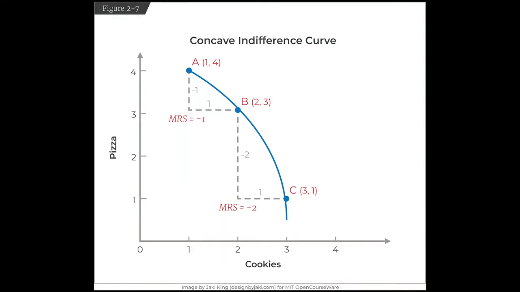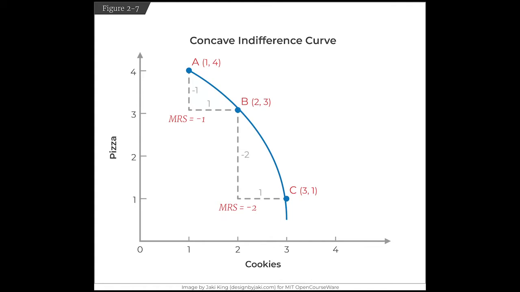Why? Well, let's look at the next figure, the last figure, figure 2.7. What would happen if indifference curves were concave to the origin? Now I've drawn a concave indifference curve. With this indifference curve, moving from point A to point B leaves you indifferent. So you're happy to give up one slice of pizza to get one cookie. Starting with 4 slices of pizza and 1 cookie, you are happy to give up 1 slice of pizza to get 1 cookie. Now, starting from 2 and 3, you're willing to give up 2 slices of pizza to get 1 cookie.